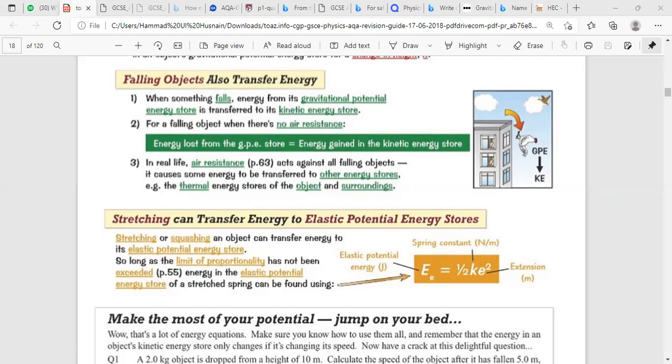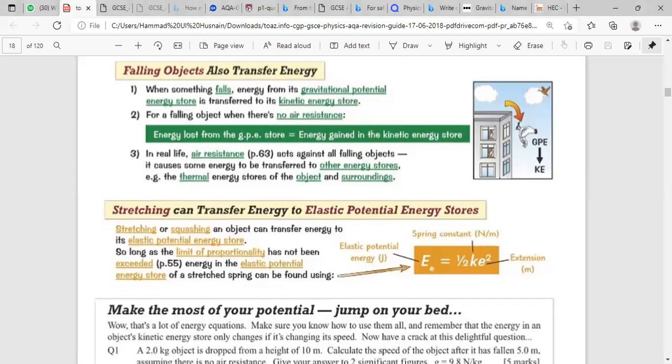Now, as in the case of kinetic energy and potential energy, we had different formulas to find the amount of energy stored in a body. Similarly, in the case of elastic potential energy, we again have a formula which we need to understand. Basically, the elastic energy is equal to half k e squared. Now we need to understand what is k, what is e.